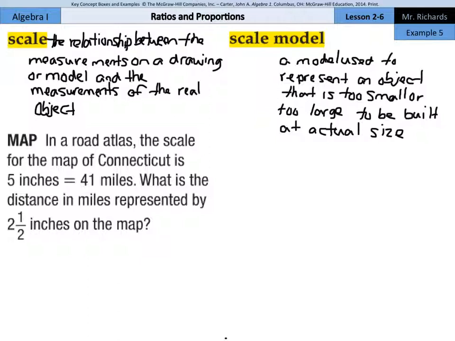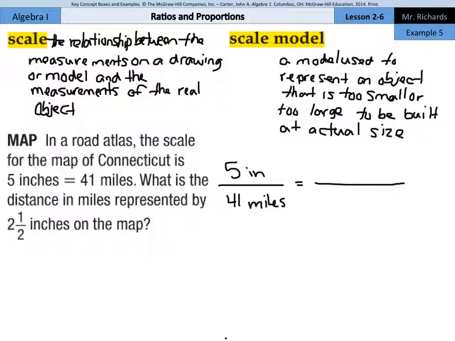In a road atlas, the scale for the map of Connecticut is 5 inches equals 41 miles. What is the distance in miles represented by 2½ inches on the map? Well, like our last example, we're going to set up a proportion. Let's take our map scale first. 5 inches over 41 miles. Now, writing our units out will help us to set this up and not make mistakes.